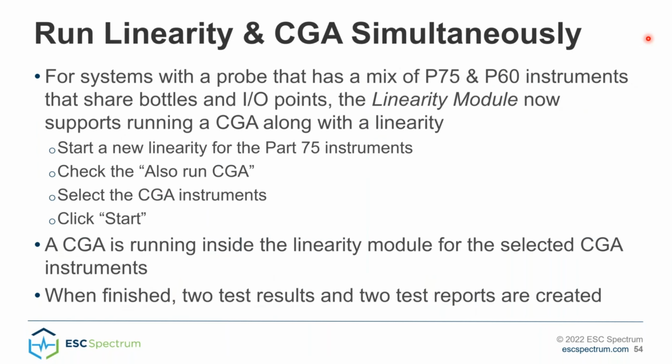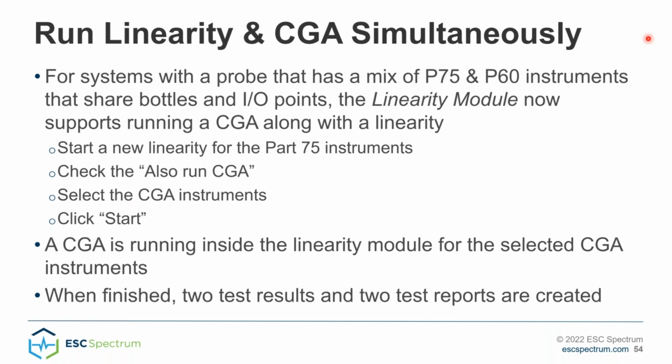Kind of a big change we've added is that you can now run a linearity and a CGA simultaneously. This is for sites that have instruments and probes and IO and bottles that are set up to share and be able to do that. So obviously the concentration of the bottle, the IO, all that kind of stuff has to line up. But there are quite a few sites that do have that set up with maybe a CO instrument in with some Part 75 instruments, and the bottles and everything line up. This will essentially allow you to run CGA along with your linearity and save all that bottle and time and effort of running the CGA again, just for the CO instrument separately.